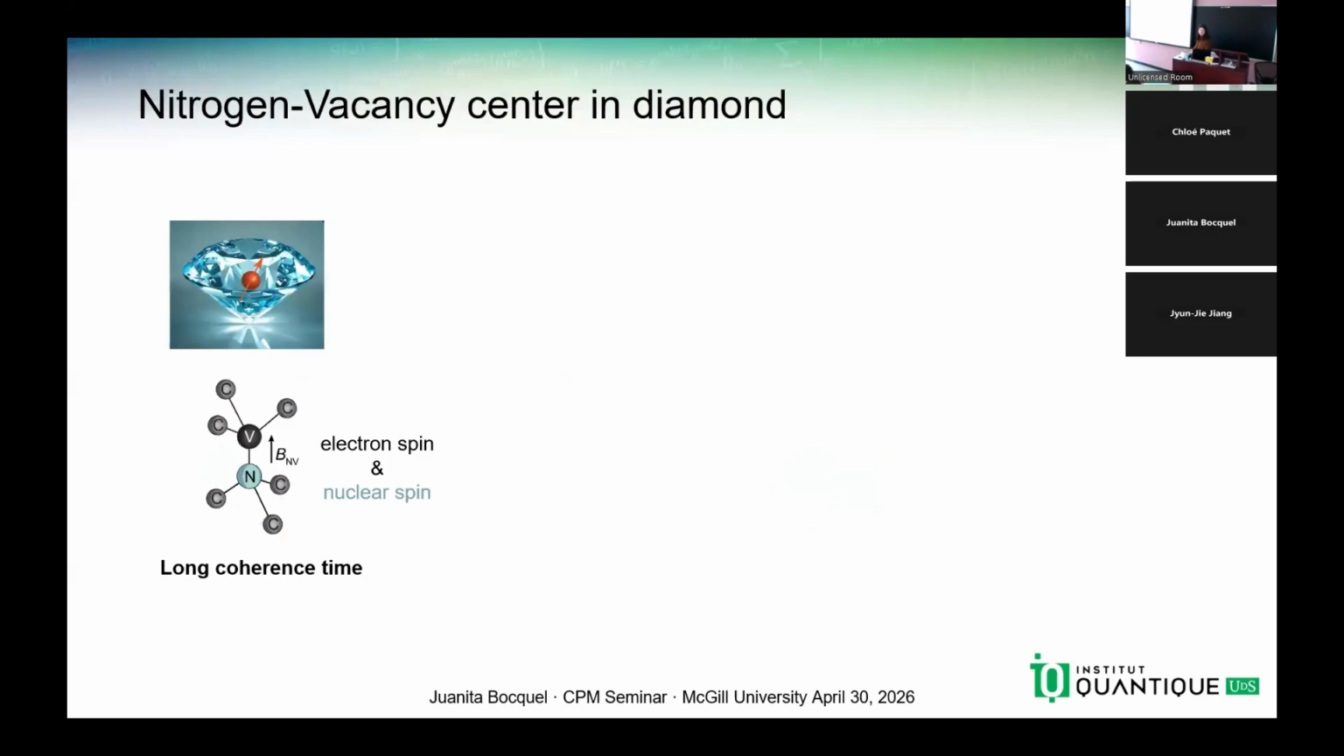So now I'll focus a bit more on the defect of the day, which is the nitrogen vacancy center in diamond. As the name says, it is made of a nitrogen atom next to a vacancy in the carbon lattice. And it has both an electron spin and a nuclear spin on the nitrogen atom, both of which have really long coherence times, even at room temperature. And that makes this particular system so special.